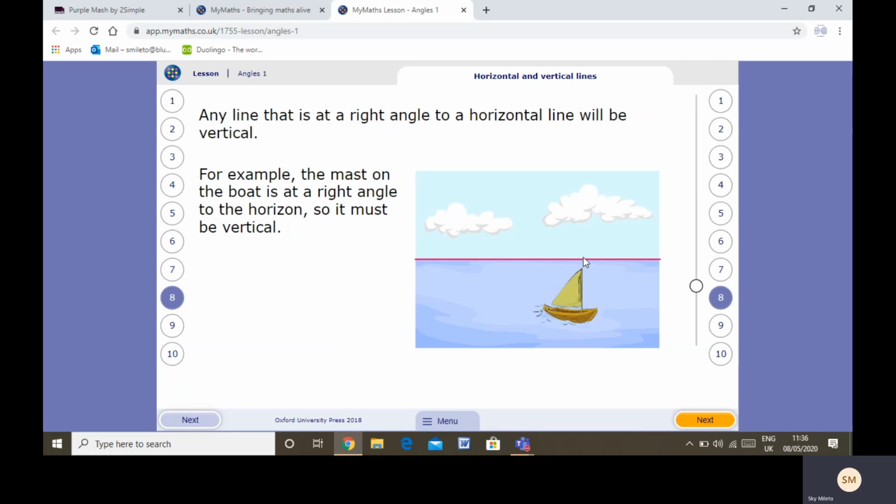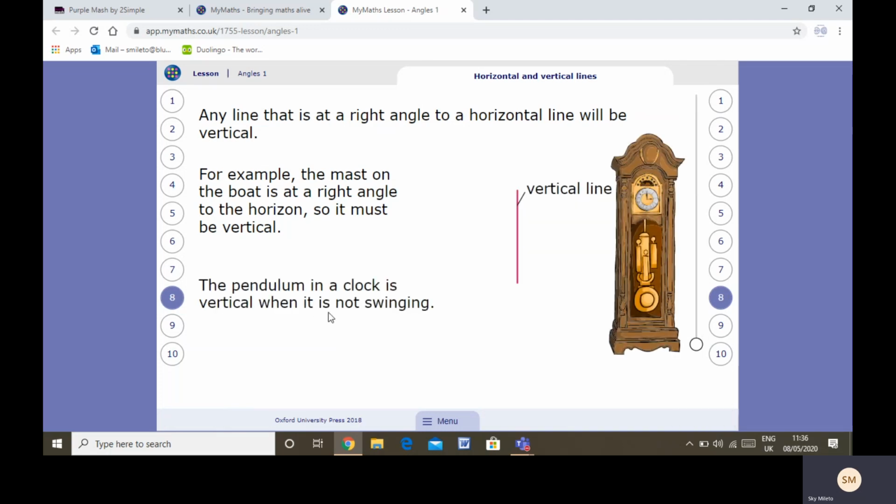So if we had a horizontal line here and then we had an exact vertical line from the sail, then this must be a right angle. Horizontal and vertical lines, wherever they meet, remember we can't have an angle unless two lines meet, but wherever they meet would be a right angle. So a pendulum on a swing clock, when it's not swinging, is at a right angle to the floor because the pendulum is straight down and the floor is straight across. If it was swinging, then it wouldn't be the same because it would be moving and it wouldn't always be vertical.